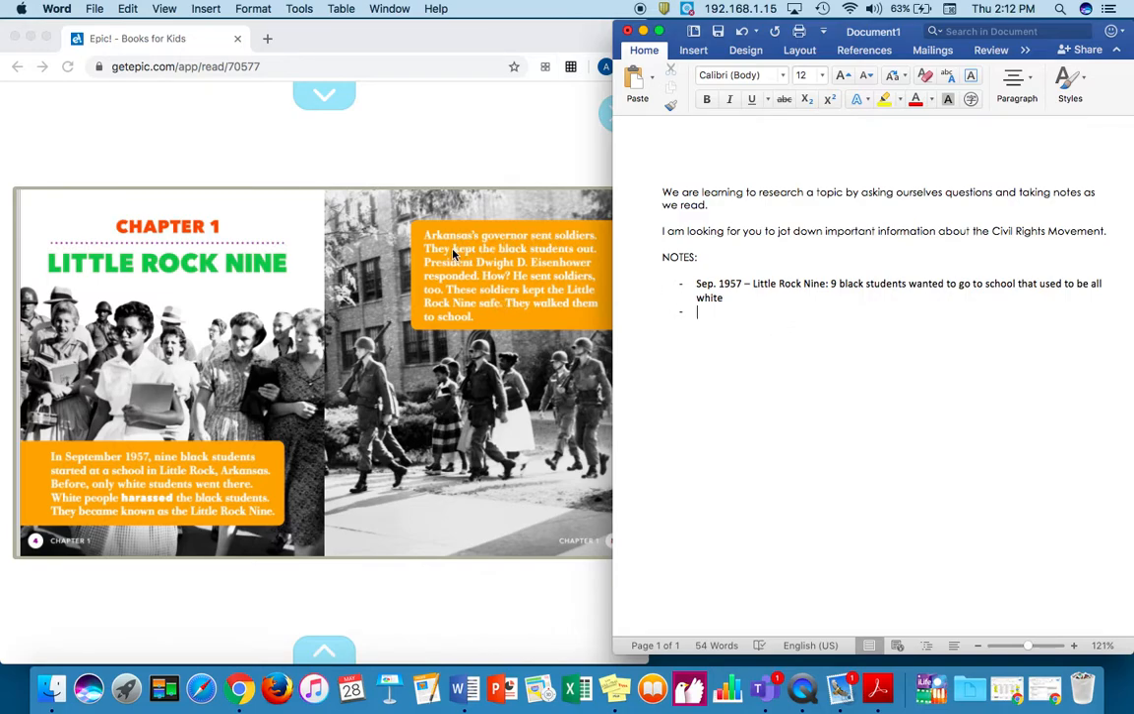Arkansas's governor sent soldiers, they kept the black students out. President Dwight D. Eisenhower responded. How? He sent soldiers too. These soldiers kept the Little Rock Nine safe. They walked them to school, and we can even see that in that picture there. So here I might also write the president sent soldiers to help the students get to school. The president sent soldiers.